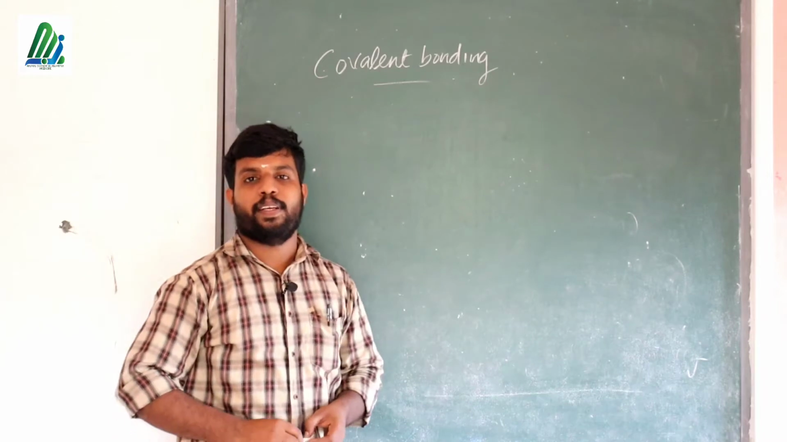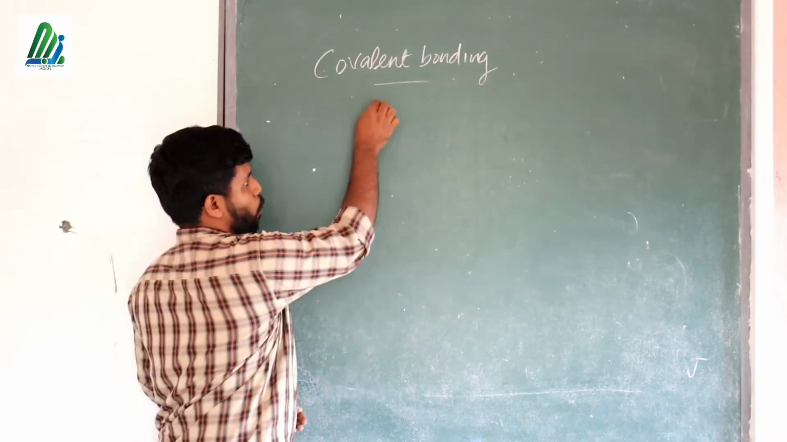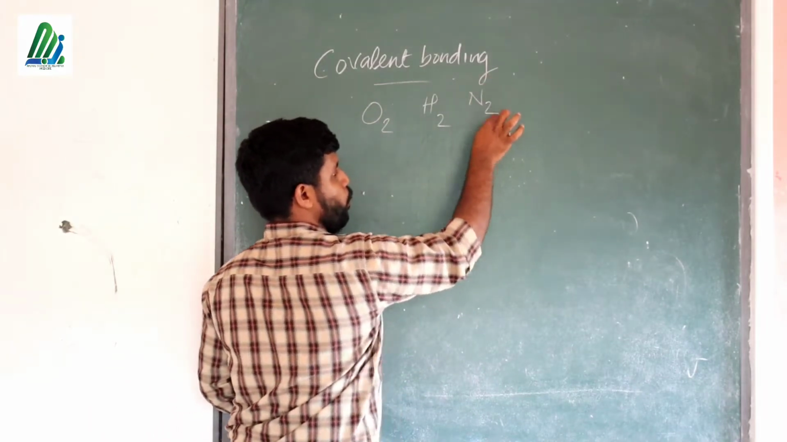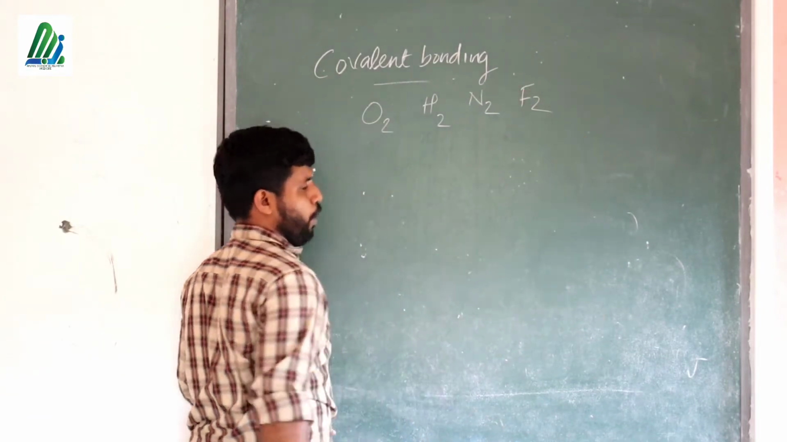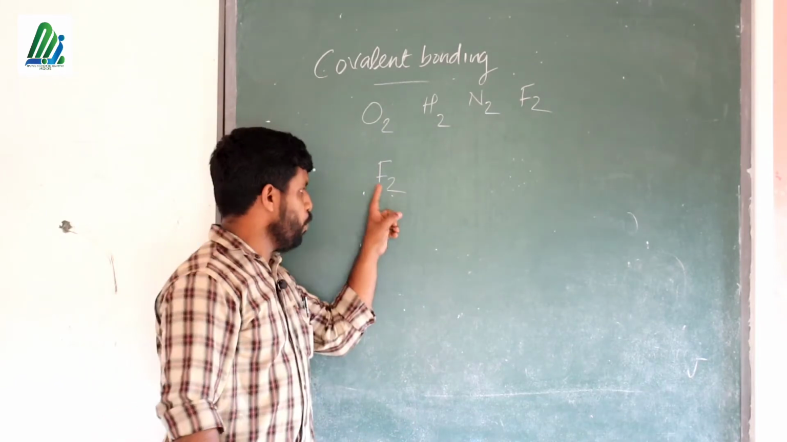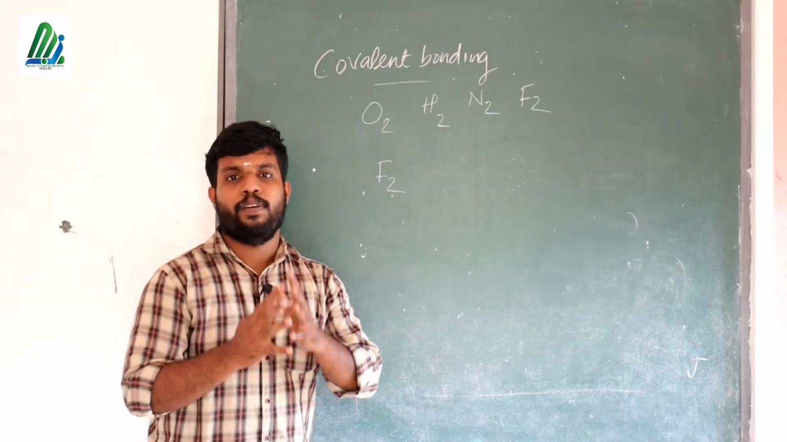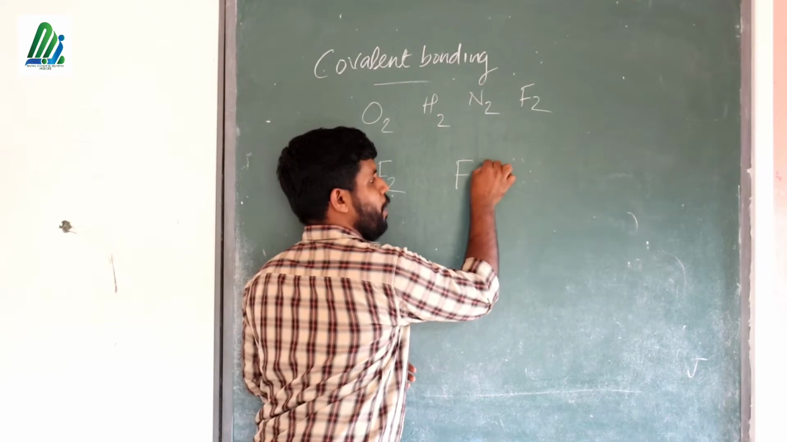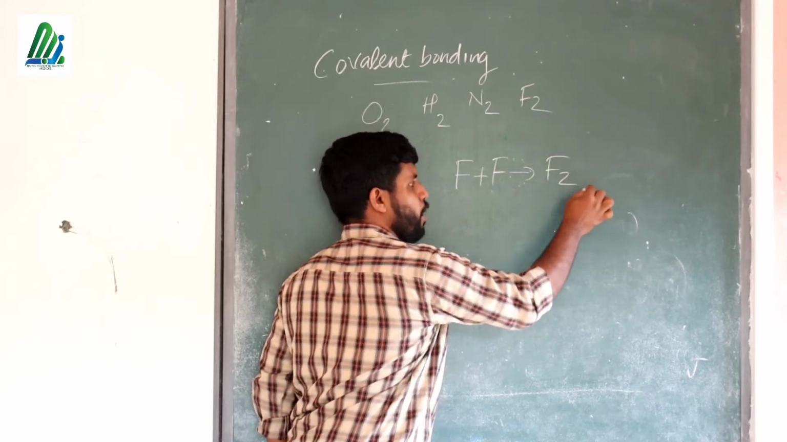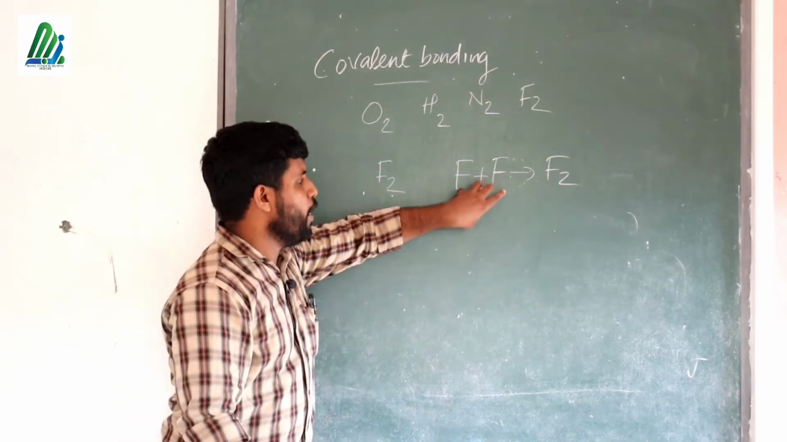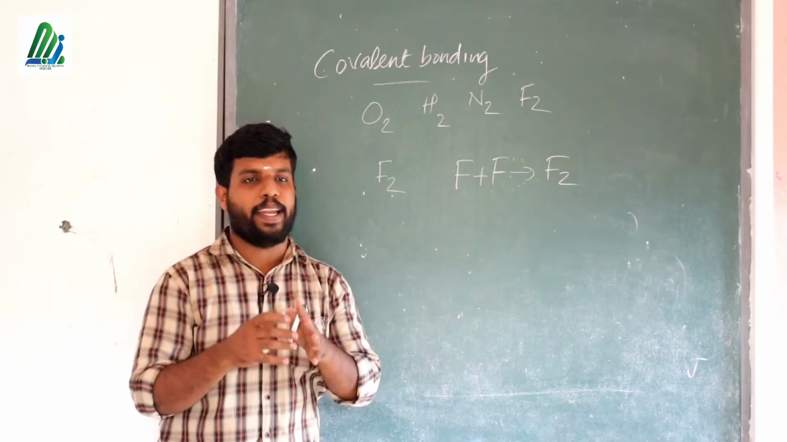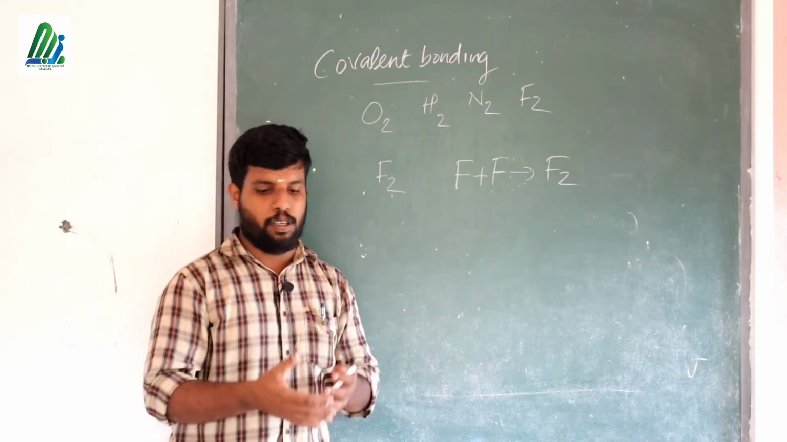You are very familiar with diatomic molecules like O2, oxygen, H2, hydrogen, N2, nitrogen, and F2, fluorine. If you take one example, F2, the two fluorine atoms combine together and form one fluorine molecule. That means one fluorine atom combines with another fluorine atom, F plus F, forms F2. So one fluorine molecule is formed by the combination of two fluorine atoms. Then which type of force holds these two atoms together? That we are going to discuss in our class.